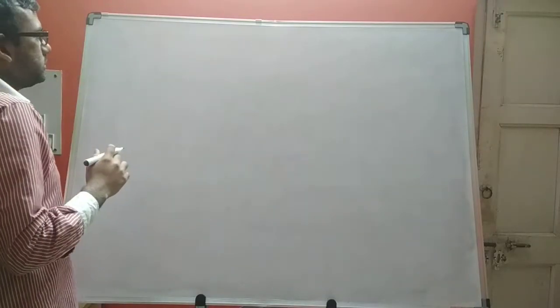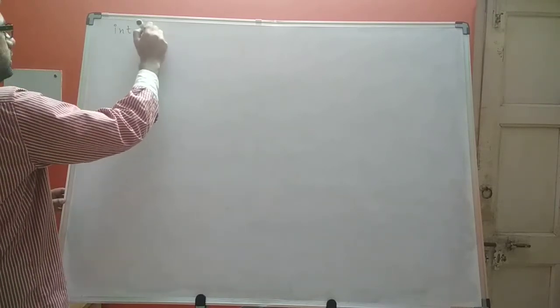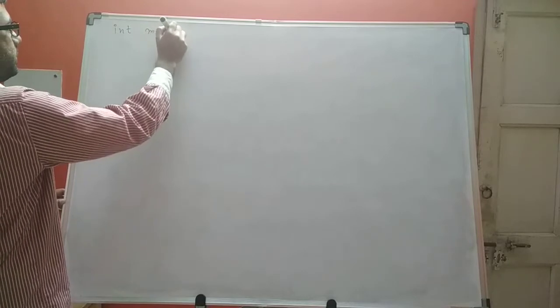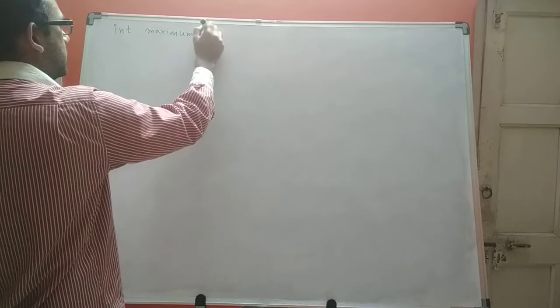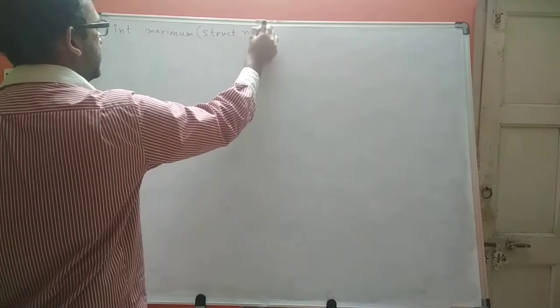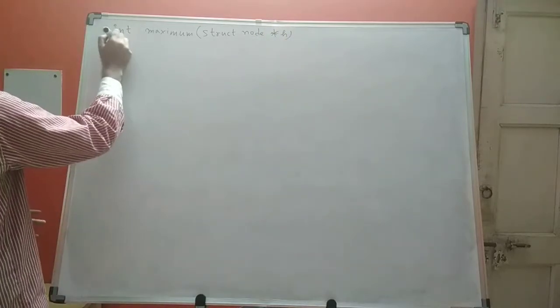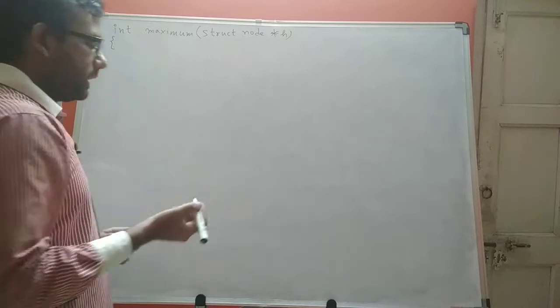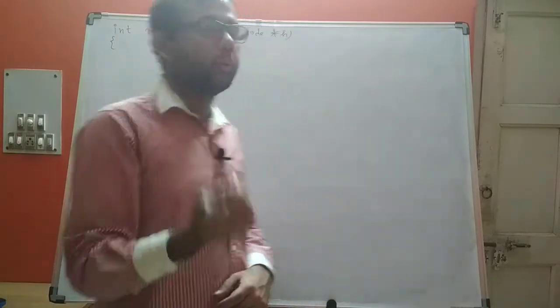Now I'll start writing the function. I'll assume that the return type of this function is int. So I'll say int, and I'm calling this function maximum, and this function will take an argument as a linked list. So how do I pass an entire linked list? I'll pass the head pointer. Now, the first thing that I need to check is, does the list actually contain any node? So how do I do that?